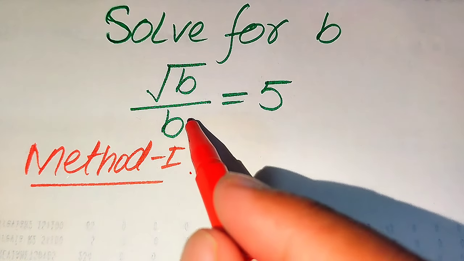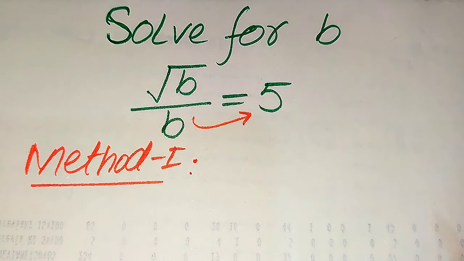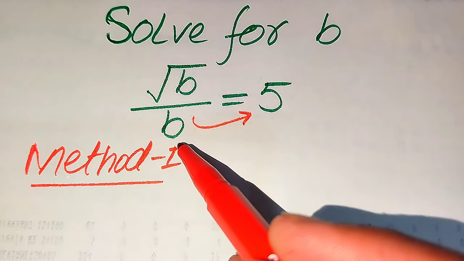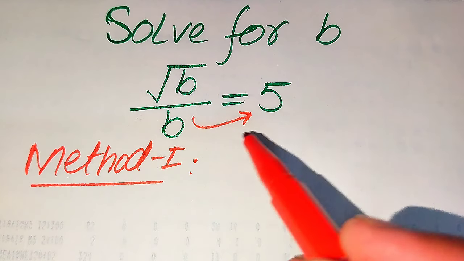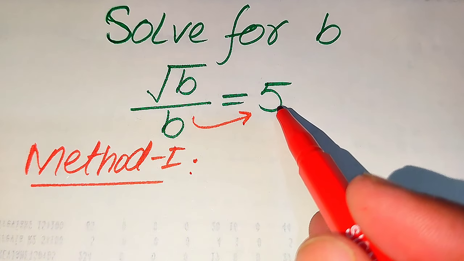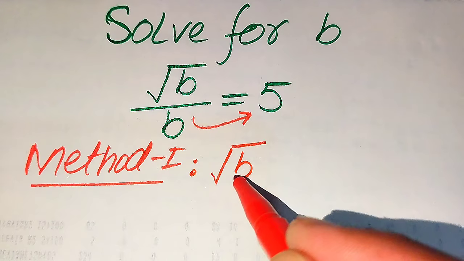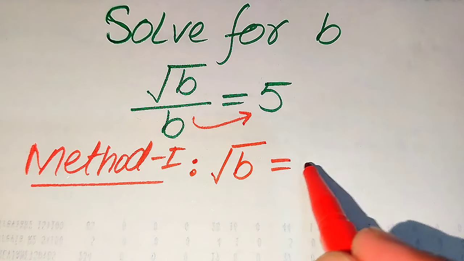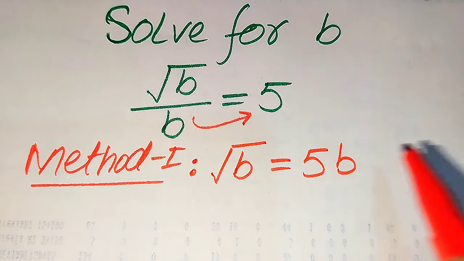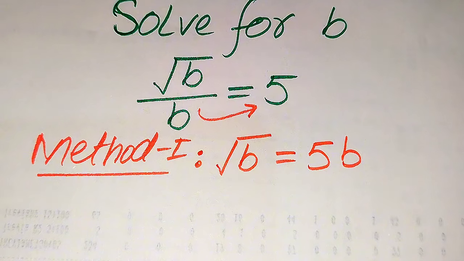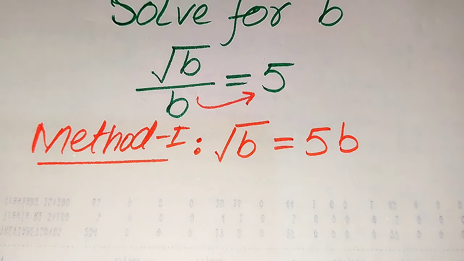So in the first method, we move this b to the right hand side. You see here this b is dividing on the left hand side. When we move it to the right hand side, it is multiplied by 5. So after moving this b to the right hand side, we get square root of b is equal to 5 times b. And now our next target is to remove the square root sign from the left hand side.